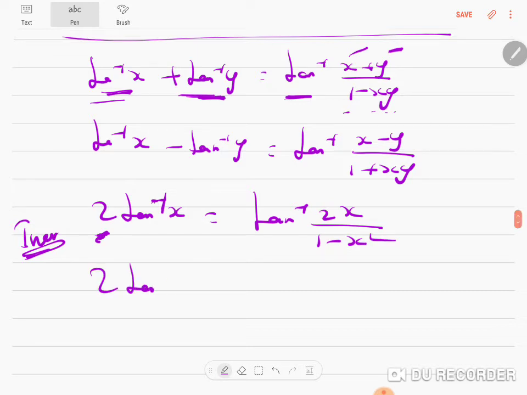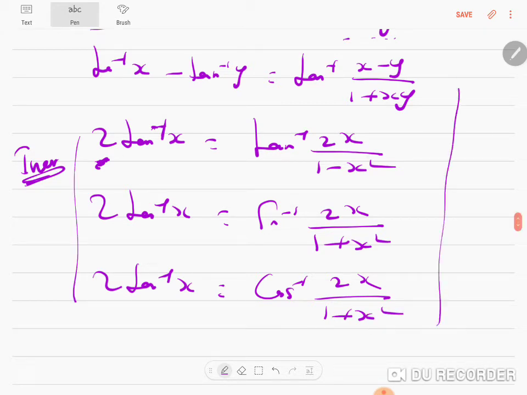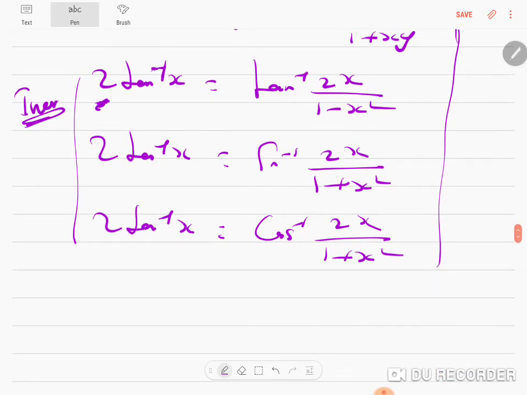Then 2 tan inverse can also be written as sin inverse of 2x by 1 plus x square. 2 tan inverse can be written as cos inverse of 1 minus x square by 1 plus x square. You have to memorize all these formulas here, which are going to be useful for you. Become very clear and only then go to the next step, okay?